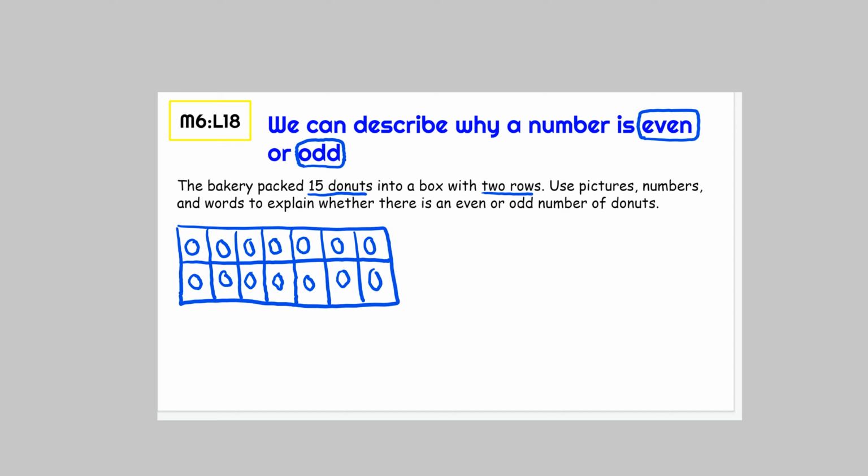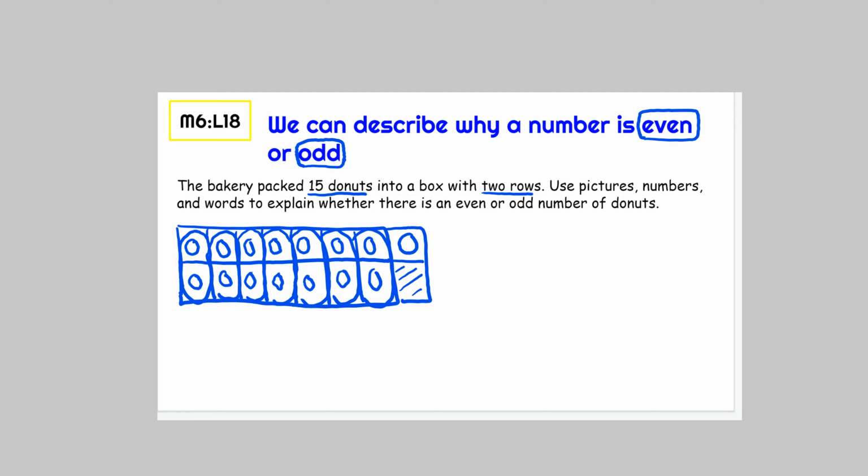So when I think about equal groups, I can get all of my donuts into this box, but I'm noticing something about this last part of the array. There's no pair. So if I were to divide this into equal groups, if I were to circle, each one has a pair. So I was able to make 7 groups of 2, but then there's 1 left over.